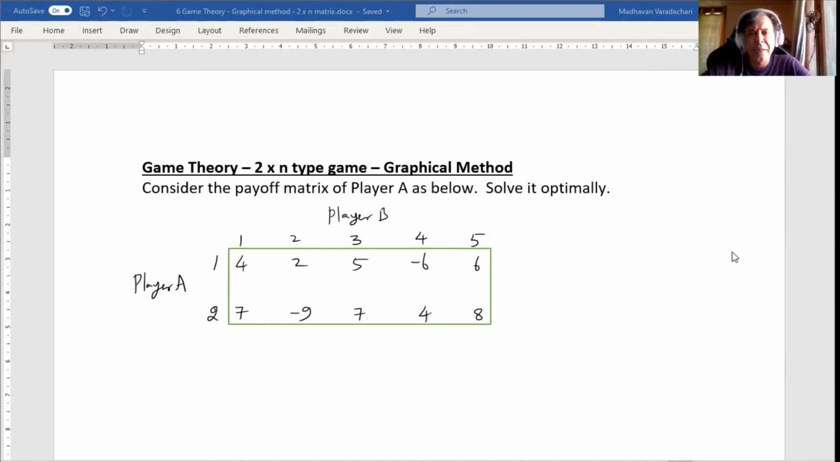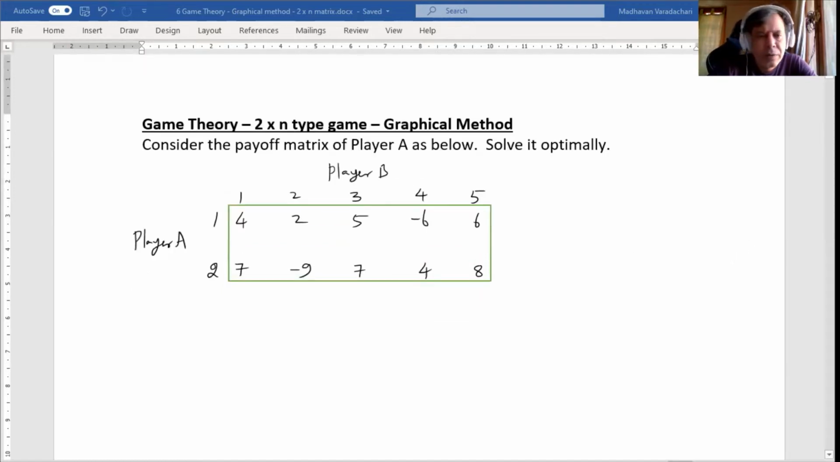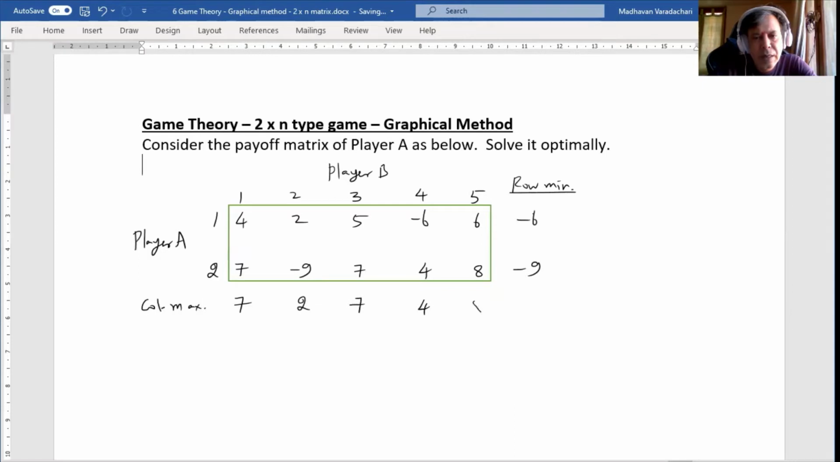Solve it optimally. So the very first step is to find the row minima and column maxima, to see whether it has any saddle point or not. That is the first thing we are supposed to check. So here the minimum is -6. Here the minimum is -9. Here the maximums are 7, 2, 7, 4, and 8.